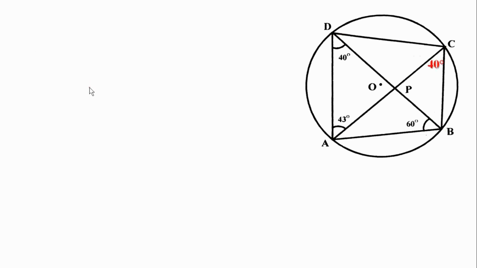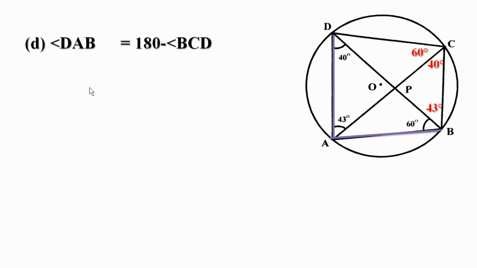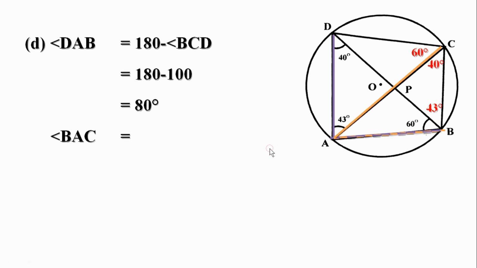Now we have to find angle BAC. Let us first find angle BAD. That is equal to 180 minus angle BCD, or that is equal to 180 minus 100, or angle DAB equal to 80 degree. Now angle BAC equal to 80 minus, this total is 80 degree. From that we have to subtract this 43. So 80 minus 43, or that is equal to 37 degrees.